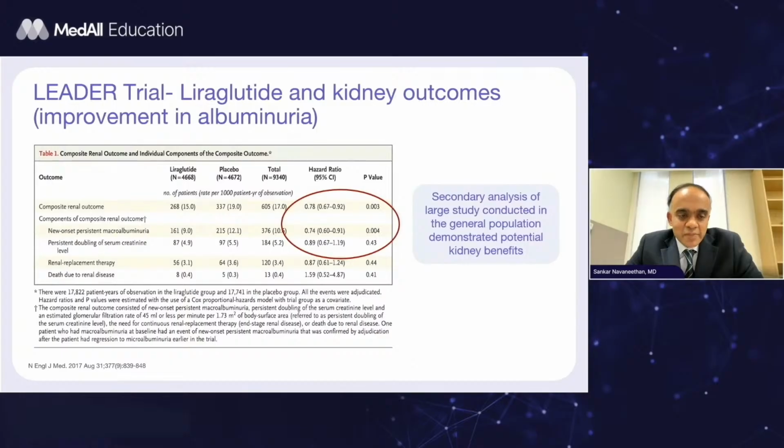However, for renal replacement therapy, i.e. needing dialysis, or death due to renal disease, there were no significant benefits. But of course, the study was not powered to detect that. This study put in the limelight that potentially the GLP-1 RA can have significant kidney benefits.